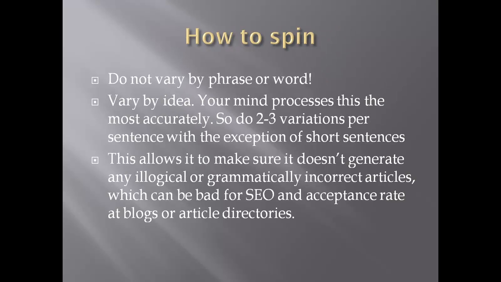Now, how to spin. Do not vary by phrase or word. Vary by idea. So each half of a sentence or each sentence or two, your mind processes this a lot more accurately. So do 2 to 3 variations per sentence, with the exception of short sentences, and this allows you to make sure that you don't generate any illogical or grammatically incorrect articles, because the closer your variations are, the more likely they are to stack up in an odd way. If you vary every word, you're more likely that things will stack up in a grammatically incorrect fashion.